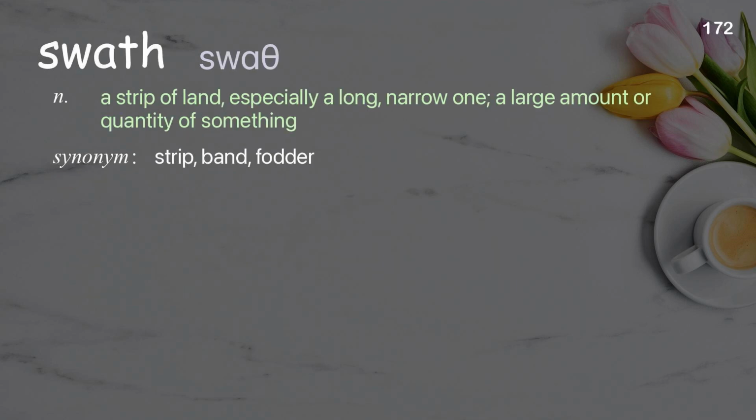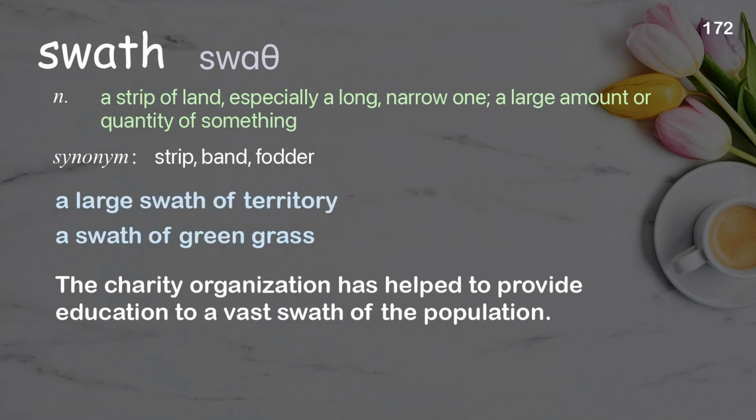Swath. A strip of land, especially a long, narrow one, a large amount or quantity of something. Examples: a large swath of territory. A swath of green grass. The charity organization has helped to provide education to a vast swath of the population.